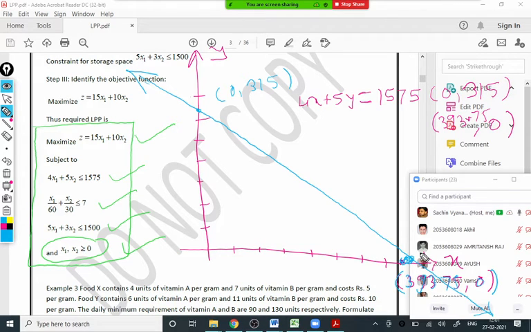Even though it is a rough sketch, these rough sketches are also okay in the final exam, but for the point of intersection, you have to solve by simultaneous equations.